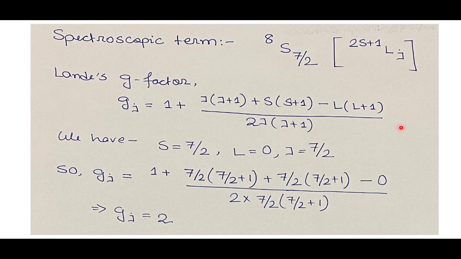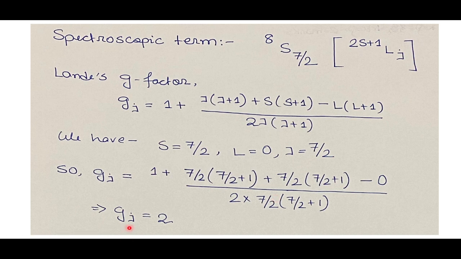Please remember it, because I have seen that at least in one question you will be required to calculate these things. I think last year, 2022, there were also some questions relating to the Landé factor. So we have S equals 7/2, L equals 0, and J equals 7/2. Just put it there, and you will get g_J equals 2. Is this clear? This is totally calculation and formula based. Is this okay? Yes, clear.